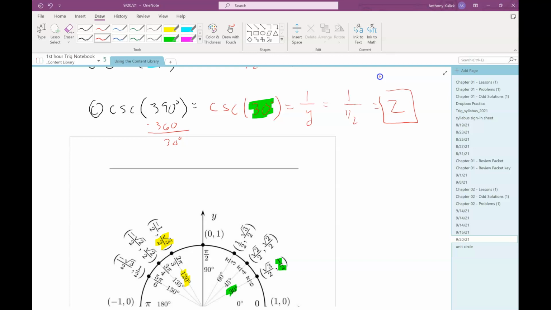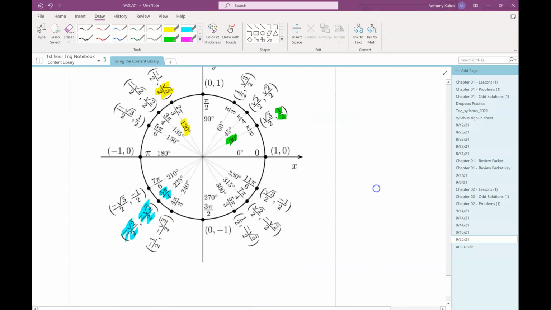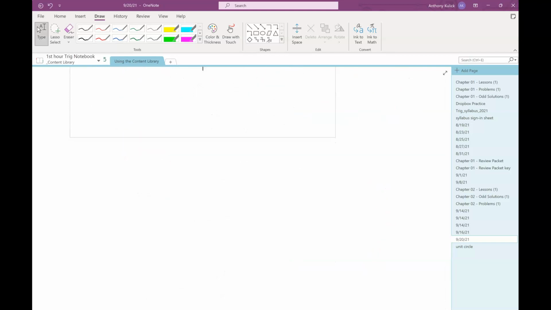Everybody okay there? We feel okay using the unit circle to pull values? It's not too bad, right? You just find the right angle, and then you use your little formula to figure out which coordinate or combination of coordinates you need. Let's do one more example problem, and then we'll stop for today.